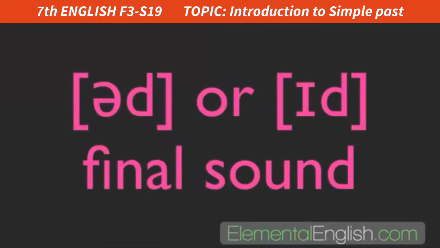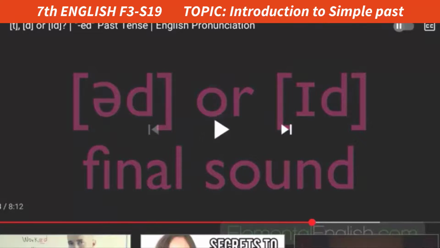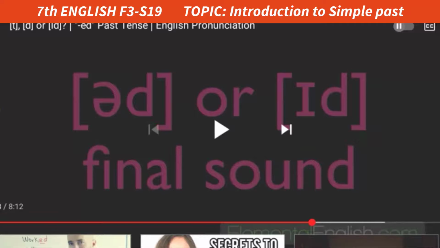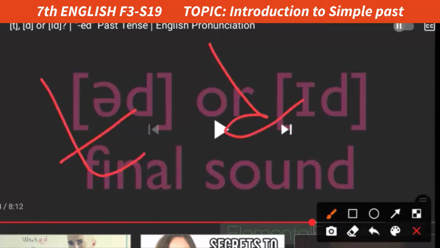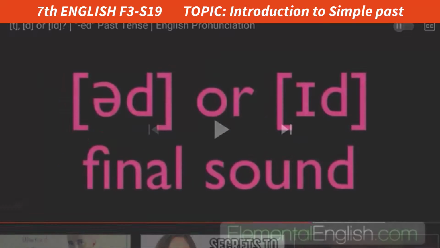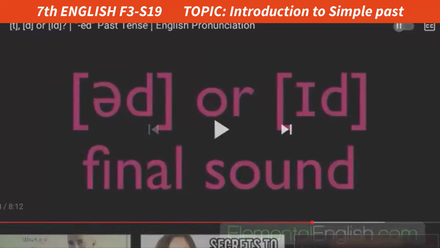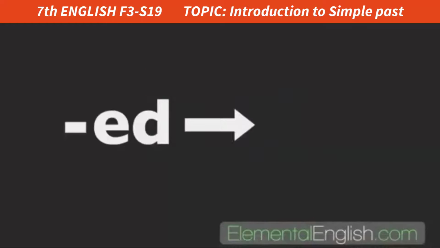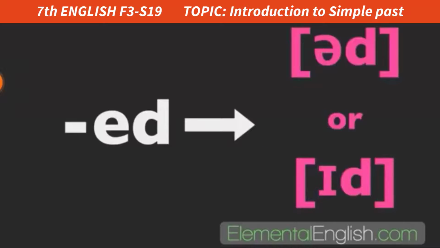Ed or id. Final sound. Ok, now el otro estilo, el sonido id or ed. Ok, este es más fácil. Si un verbo termina en T o en D, generalmente va a llevar el sonido id or ed. Ok, es más fácil. Listen. Verbs ending in the sounds t or d will cause the ed ending of a verb to be pronounced as the syllable ed or id.